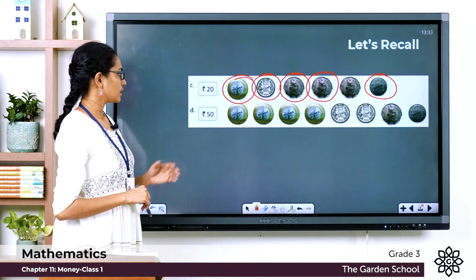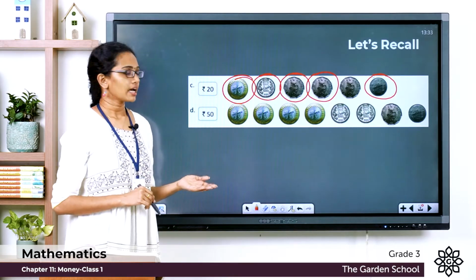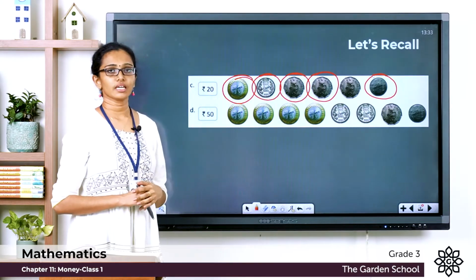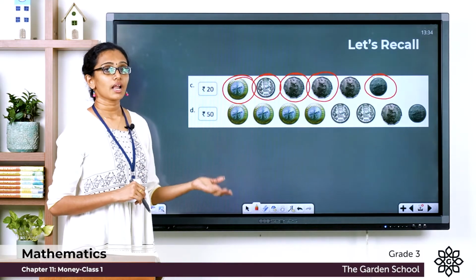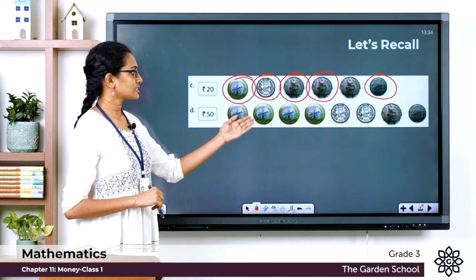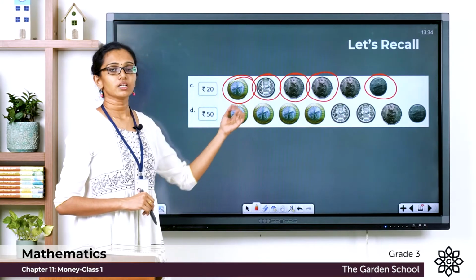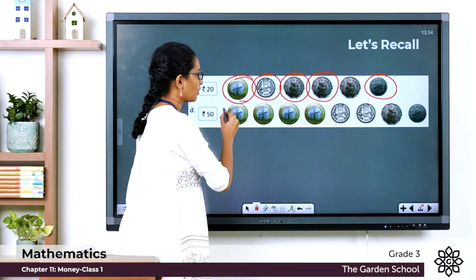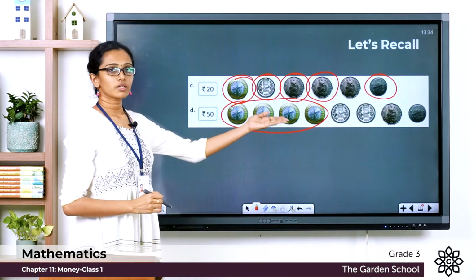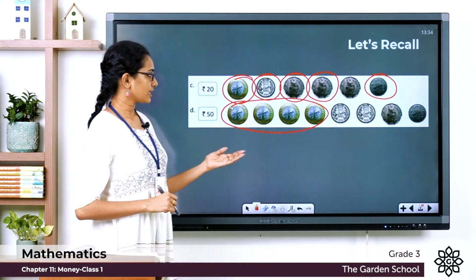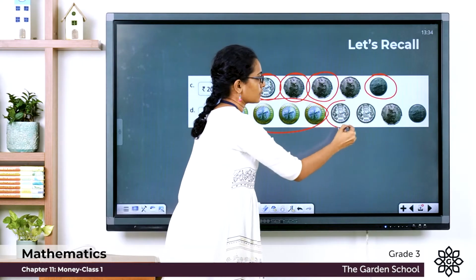Now, the next one, rupees 50 is given there and the first 4 coins you see here are 10 rupee coins. There are 4 10 rupee coins and these will add up to how much? 10 plus 10 plus 10 plus 10. 10 into 4, that is equal to 40 rupees. So, these 4 10 rupee coins add up to rupees 40, and now let's circle one 5 rupee coin.